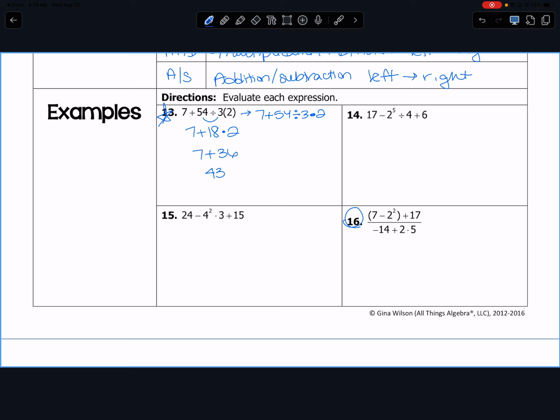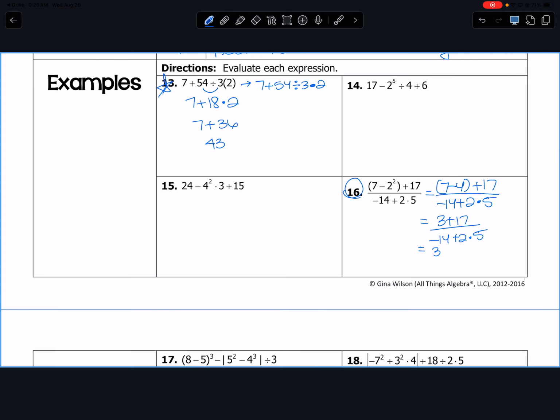Okay, so I look at 16. So we have to do our exponents first. And inside of our parentheses, right? So you have 7 minus 4 in the parentheses, plus 17 divided by negative 14, plus 2 times 5. So you get 3 plus 17 divided by negative 14 times 2, plus 2 times 5.